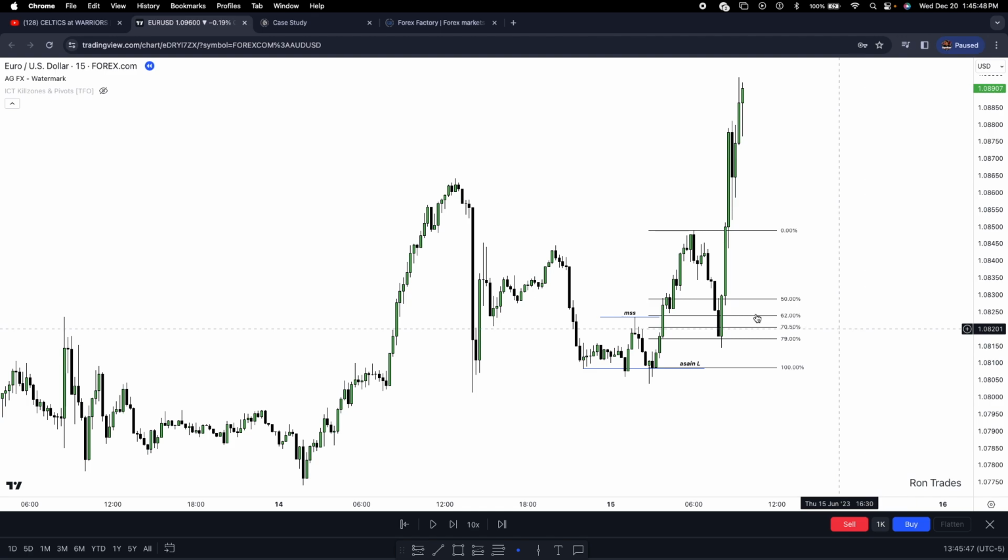So hopefully this video helped you guys out. This is my one shot, one kill model going into 2024. This is the only model that I use. This is the only technique of trading that I use.